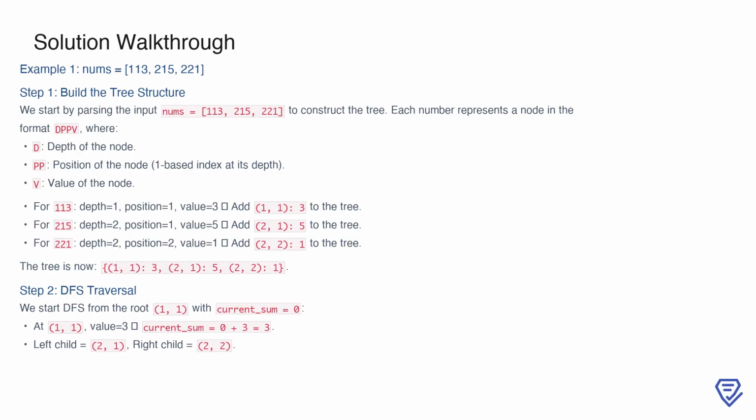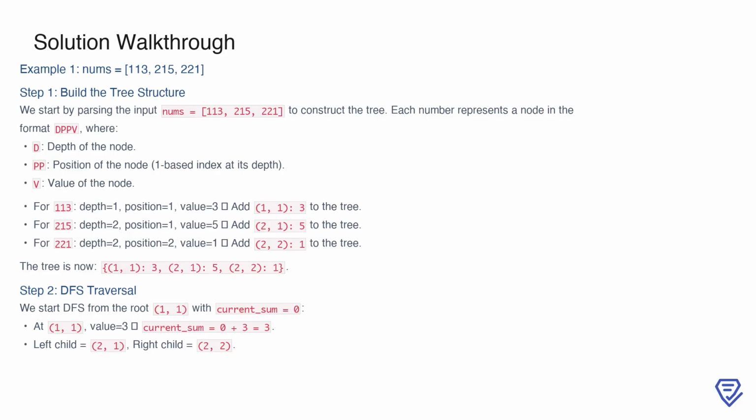To solve this problem, we first need to build the tree structure from the input array nums equals [113, 215, 221]. Each number in the array is formatted as dppv, where d represents the depth of the node, pp is the position of the node at that depth, and v is the value of the node. For example, the number 113 corresponds to a node at depth 1, position 1, with a value of 3. Similarly, 215 corresponds to a node at depth 2, position 1, with a value of 5, and 221 corresponds to a node at depth 2, position 2, with a value of 1.